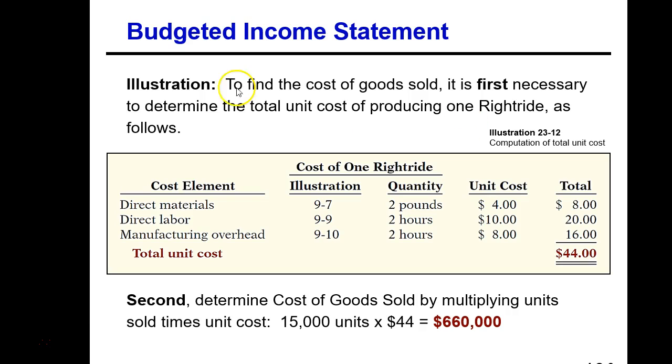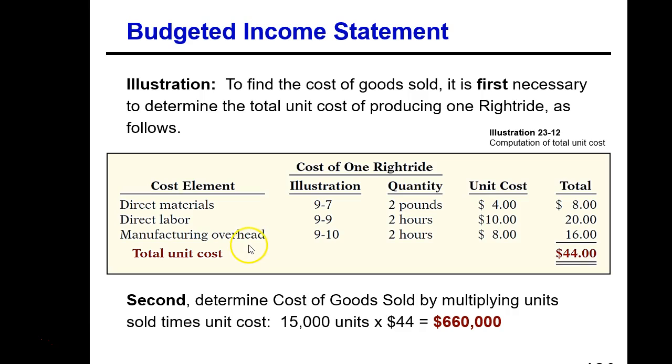one right ride. So remember that from our previous budget, first our material budget, it takes 2 pounds to make 1 unit. The material cost is going to be $4 per pound. So our material cost is going to be $8 per unit. It takes 2 hours to produce 1 unit. The hourly rate of pay is $10 per hour. So our direct labor cost is going to be $20 per unit.